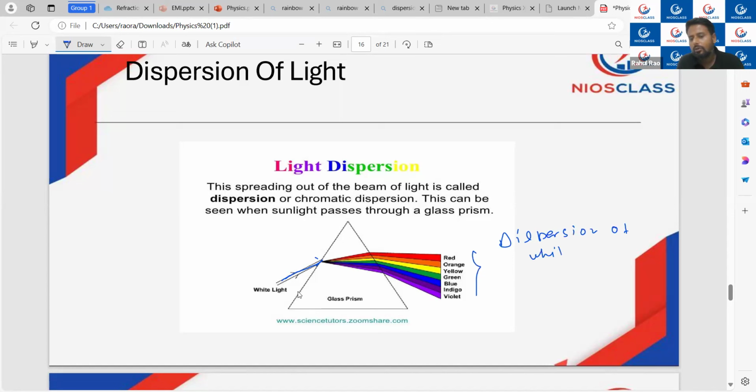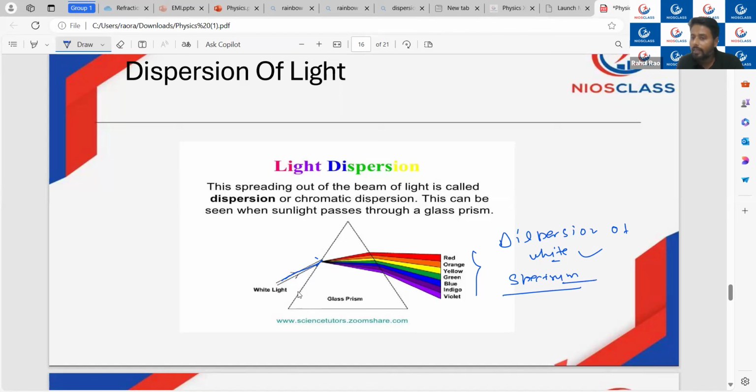Okay, so dispersion of white light. What is the pattern? How many colors are there? This is the red, orange, yellow, green, blue, indigo, and violet. This set of colors is called a spectrum. So a set of 7 colors is called the spectrum of white light.